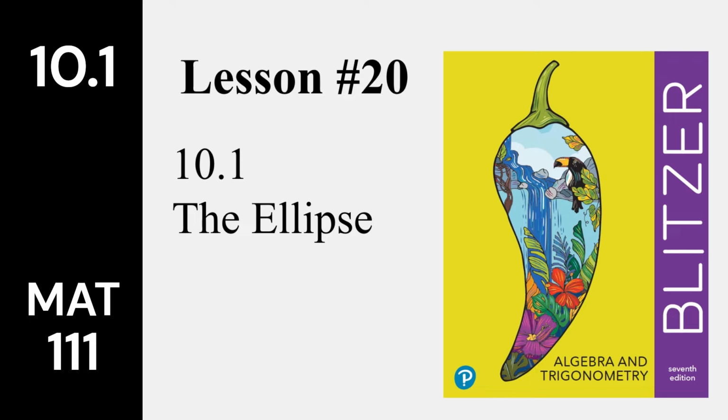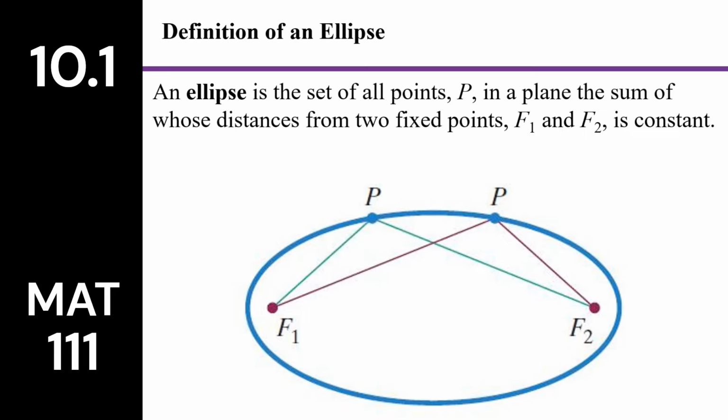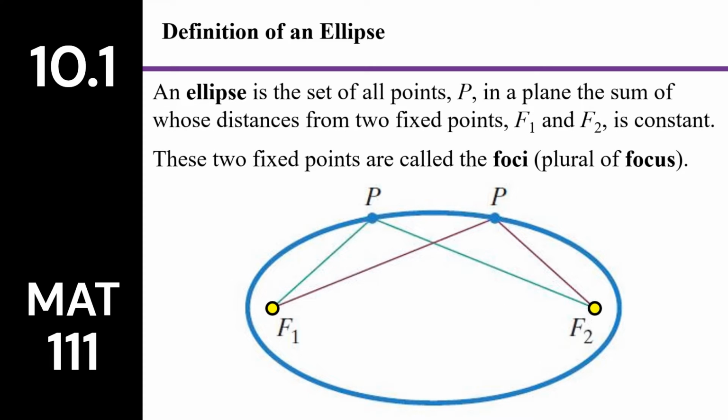Section 10.1, the ellipse. An ellipse is the set of all points P in a plane, the sum of whose distances from two fixed points, F1 and F2, is constant. These two fixed points are called the foci, the plural of focus.